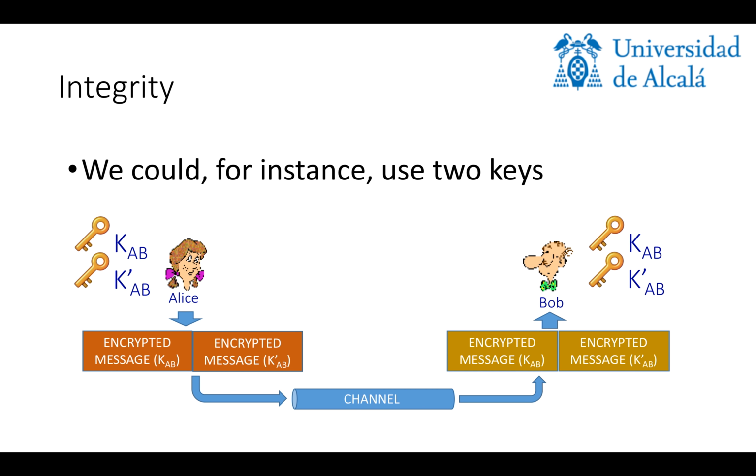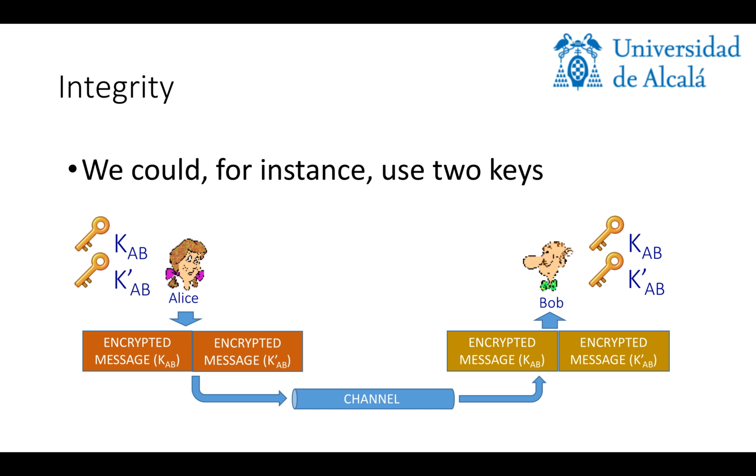A solution here could be, for instance, to use two keys, and keep in mind that this is not an actual solution used in practice. Here, Alice has two different shared keys with Bob. We have called them K and K prime, and she would encrypt the message twice. She would send two encrypted messages, one of them encrypted with K and the other one with K prime. Same message encrypted with different keys.